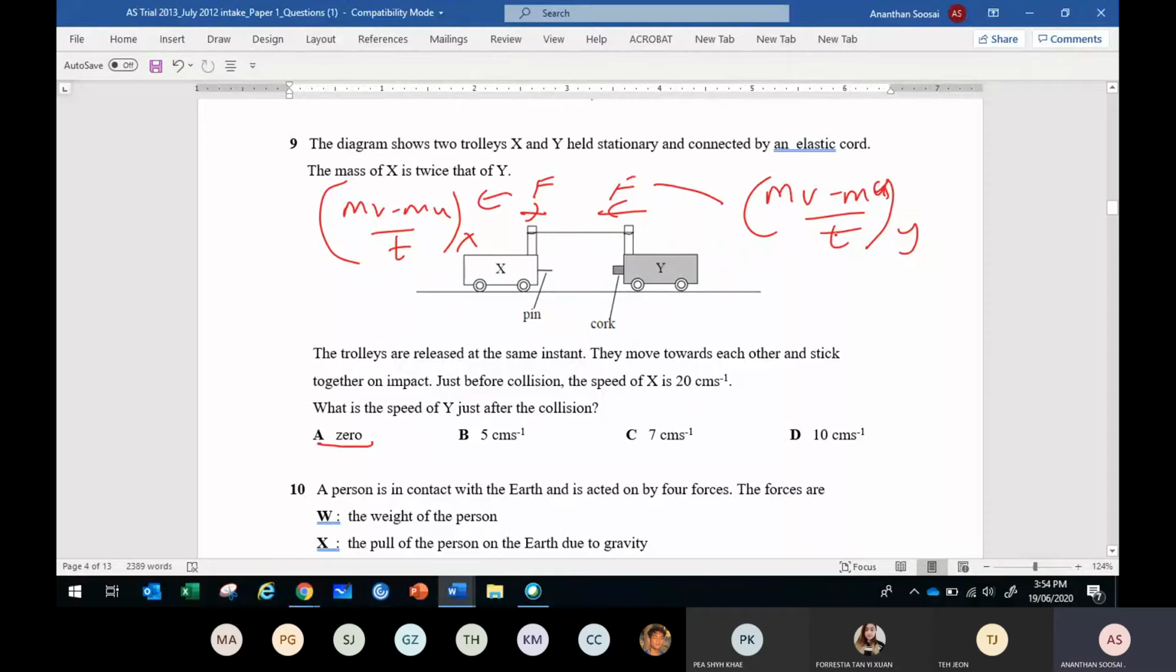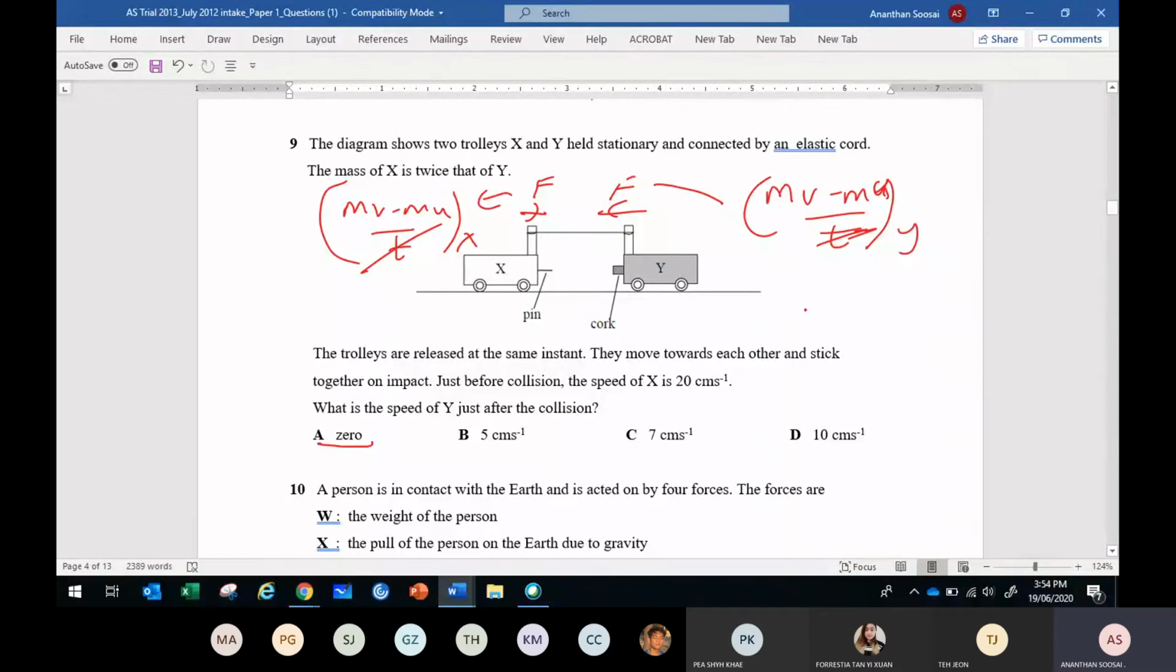The time of movement when they meet up is the same, because they are pulled by the same cord. When they hit, the time of movement should be the same. So the change of momentum experienced by both bodies must be the same. In other words, you check the momentum.